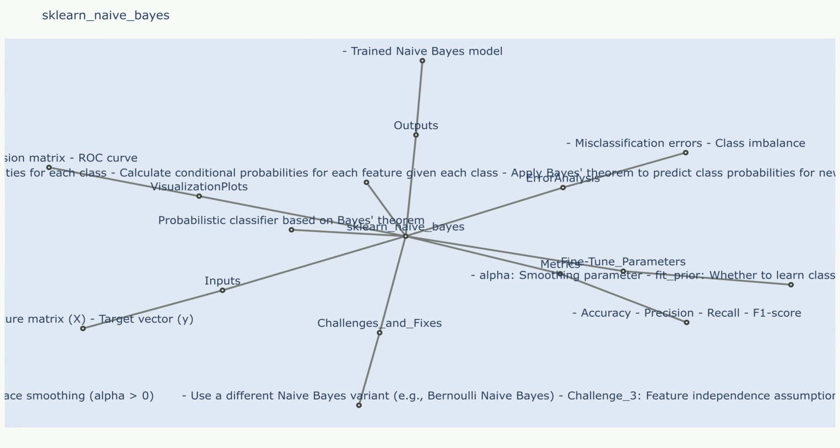Fixes to Challenge 2: consider using more advanced methods like tree-based classifiers or support vector machines, which do not make this assumption.